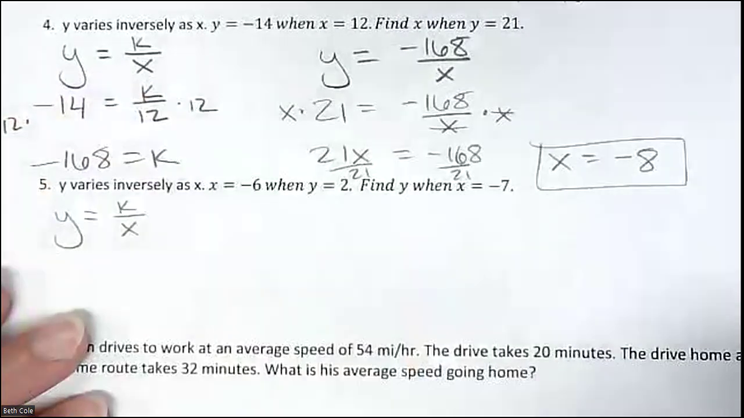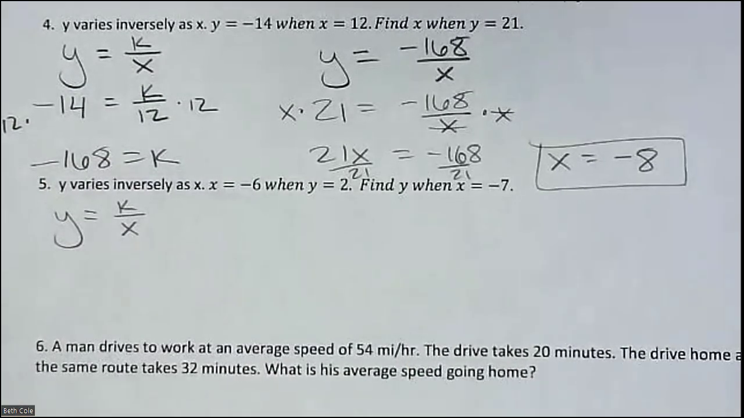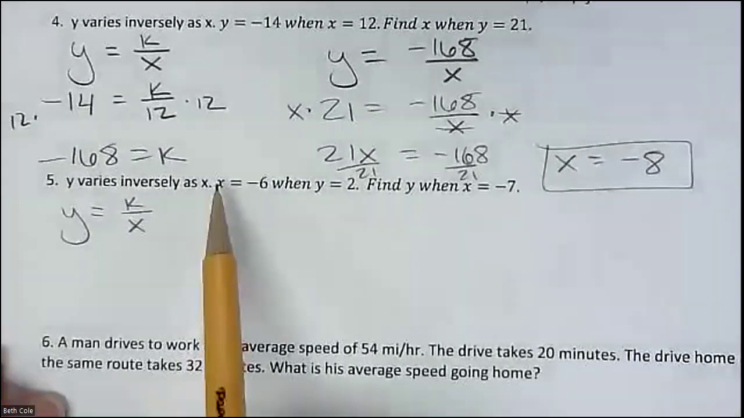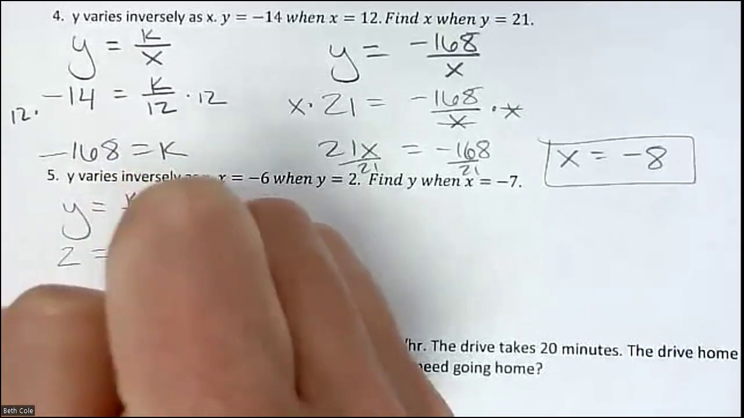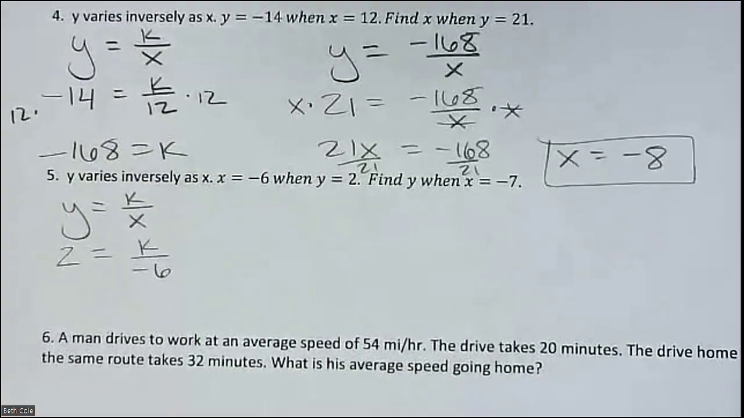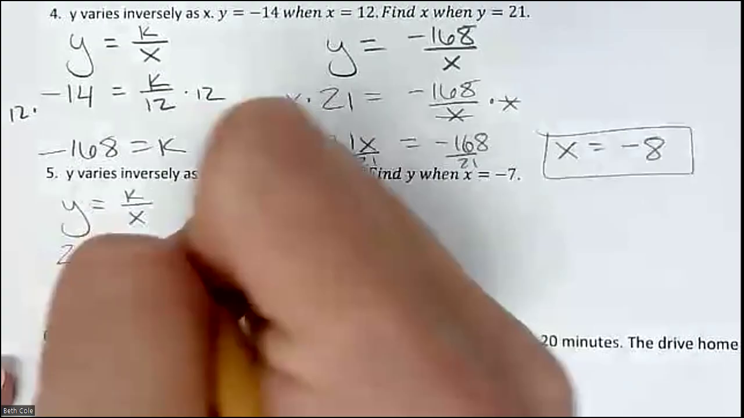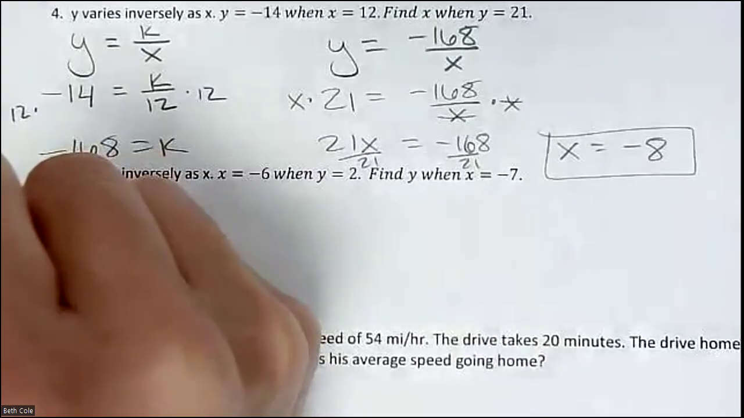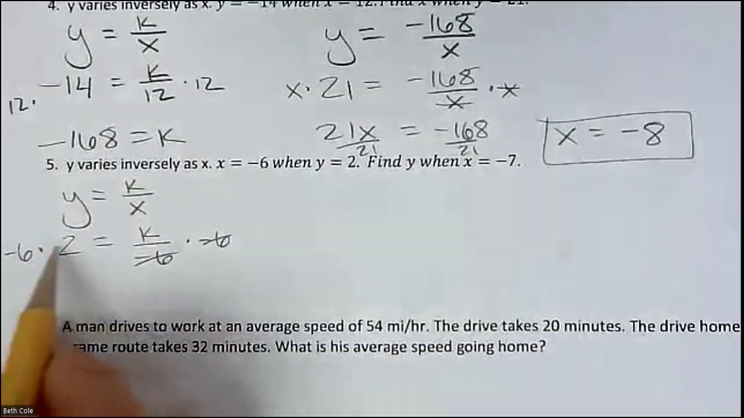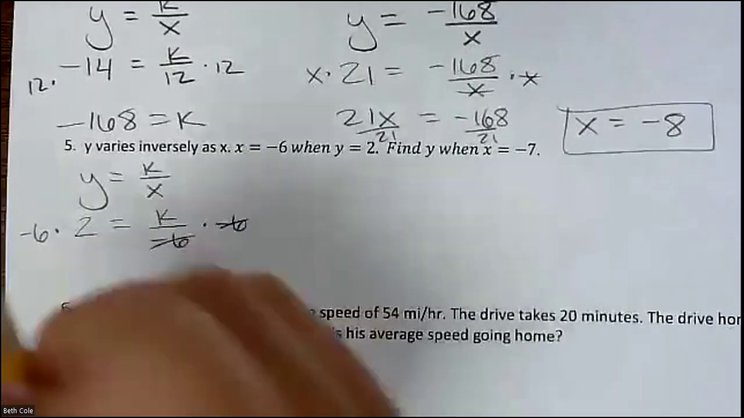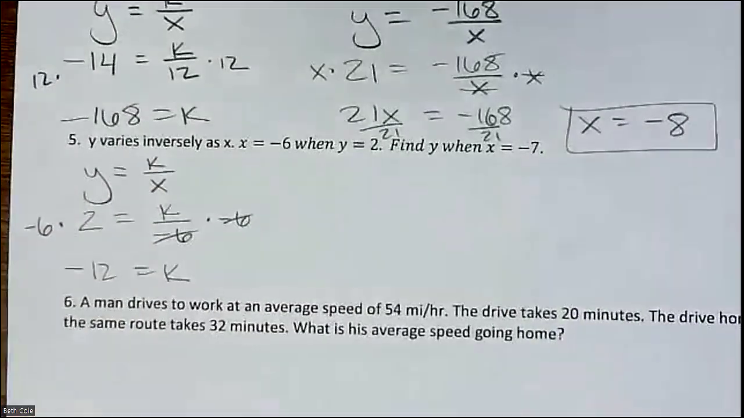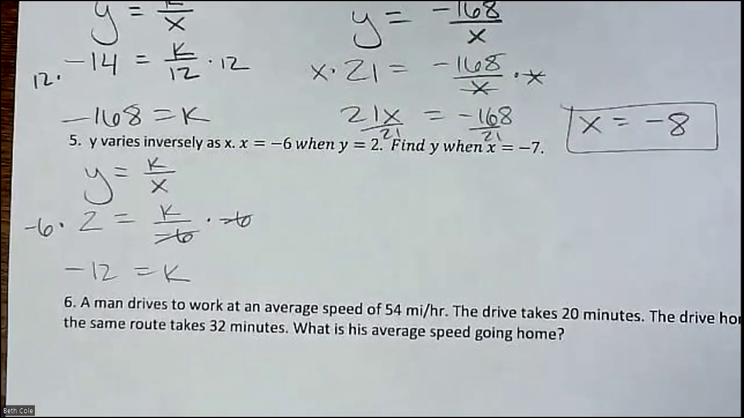Y equals k over x. And now we look for numbers to plug in. X is -6, Y is 2. So put in 2 for Y and -6 for X. What would you do to both sides? Yep, multiply by -6. What's that gonna give you over here? -6 times 2. -12. Perfect.